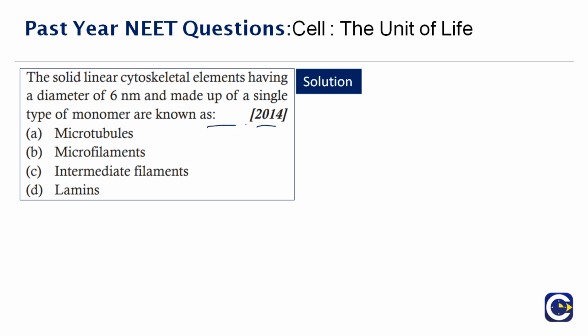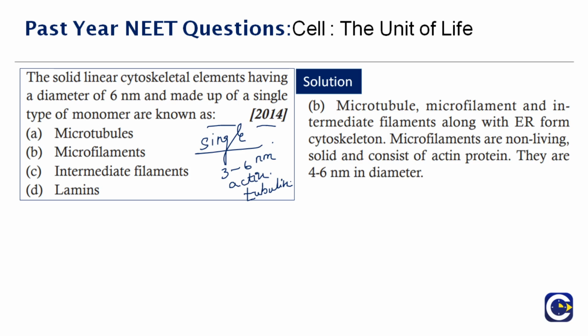So here the question is very clear, where they talk about the cytoskeletal elements which have a diameter of 6 nanometer and are made up of a single type of monomer. Monomer means single chain. Okay. So microfilaments are cytoskeletal elements which are about 3 to 6 nanometer in diameter, and they are made up of a protein called actin. Now, what are microtubules made up of? That too has a protein in it, and that protein is called tubulin. Therefore the correct answer to this question is option B, microfilaments.